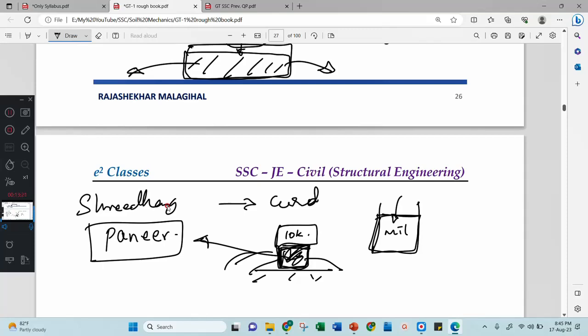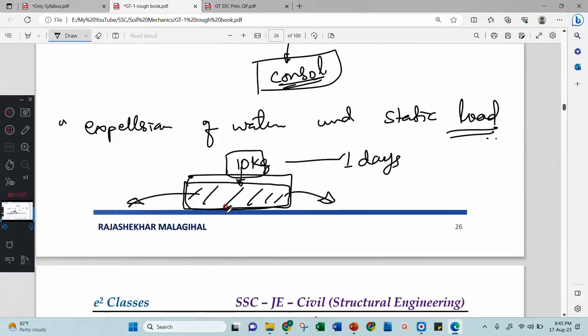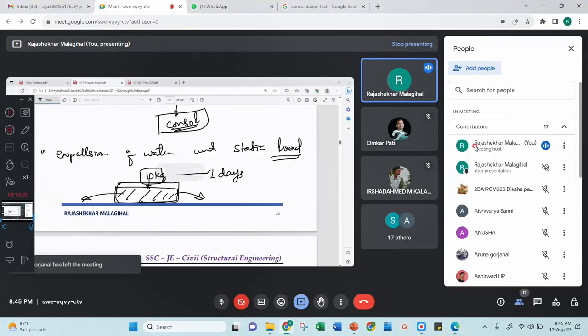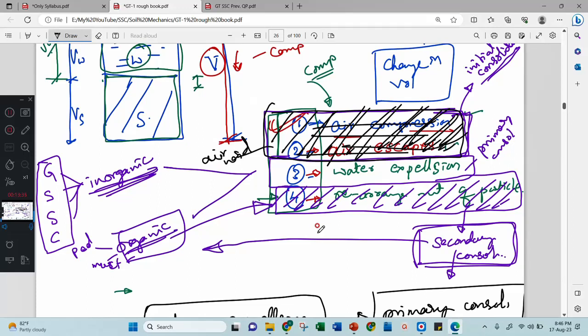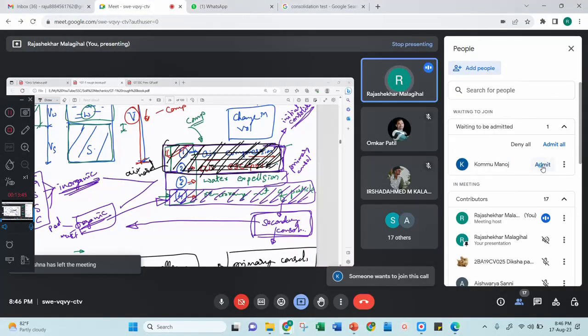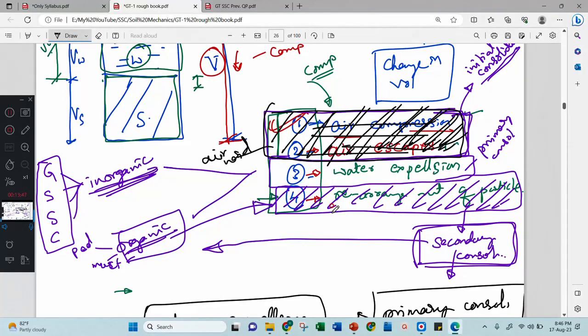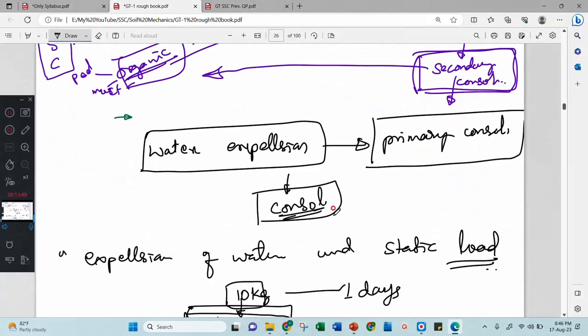Expulsion of water from the paneer, or expulsion of water from the soil, is a process called consolidation. Do you have any doubt till now? You must understand the four reasons. Out of those four reasons, the first two are compaction, the last reason is secondary consolidation, and the left out reason is water expulsion. That is your primary consolidation. Primary consolidation is just a name, a common name we are giving for the consolidation.